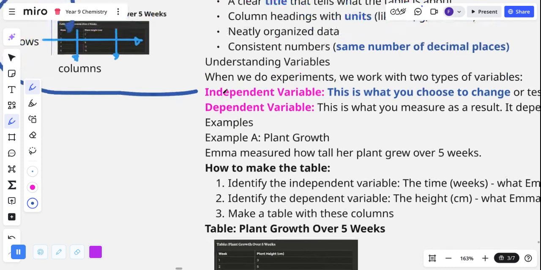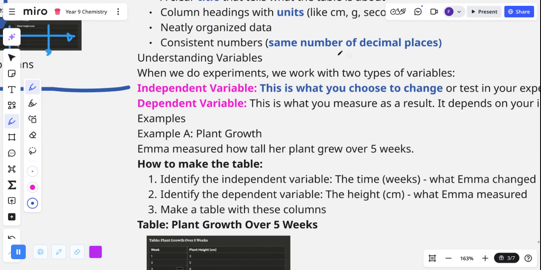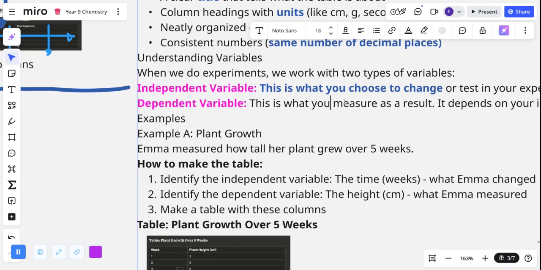Your dependent variable is the thing that you're going to measure. All right? And for me, this sounds really easy. I am not naive though. I know for a lot of you, this is the first time you're hearing it, and it's just weird. This is what you measure. This is the thing that you guys are going to measure.